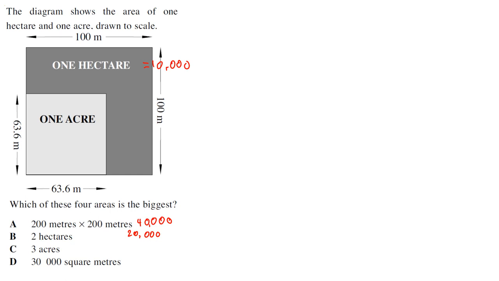3 acres, since 1 acre is 6,300 meters squared, times 3 is approximately 19,000 meters squared. And then the last one is just easy, it's 30,000 square meters. You can see here that the biggest is actually A.